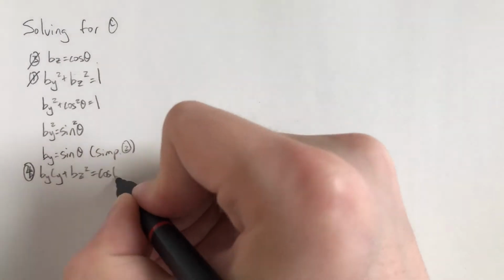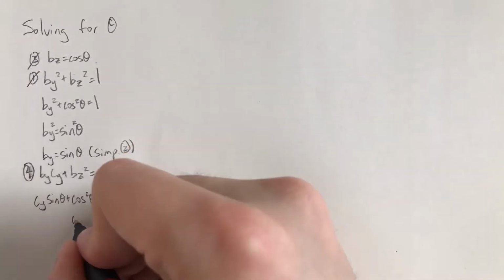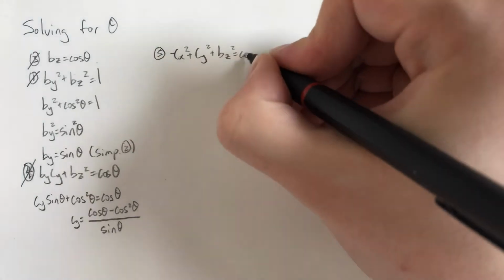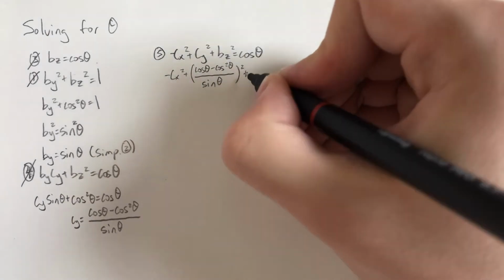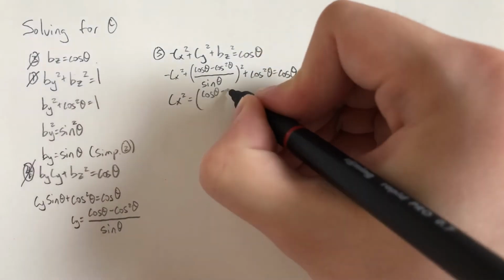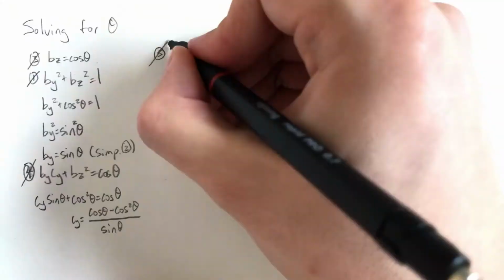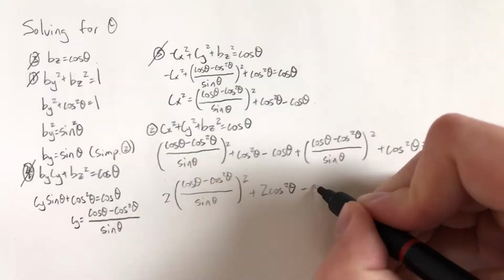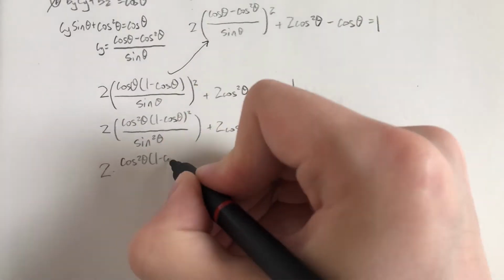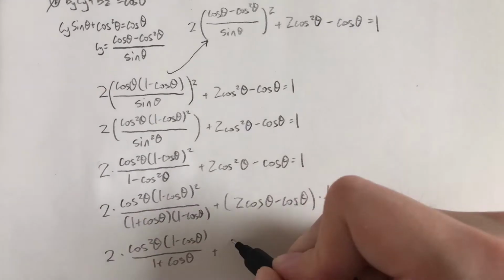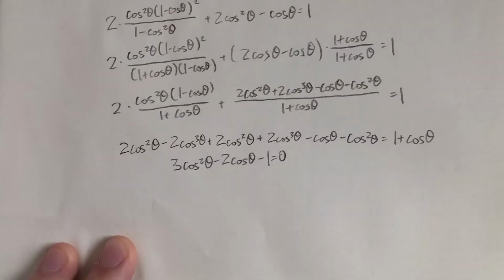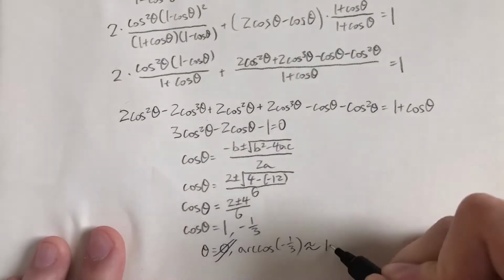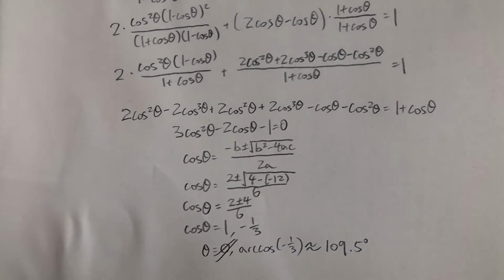In equation 4, substituting b sub y and b sub z gives us c sub y expressed in terms of theta. Substituting for c sub y and c sub x in equation 5 allows us to also express c sub x squared in terms of theta. And finally, in equation 2, we are able to substitute for all terms in terms of theta. After expanding and simplifying, we can calculate that the cosine of theta is equal to negative 1/3. That is, theta is roughly equal to 109.5 degrees.